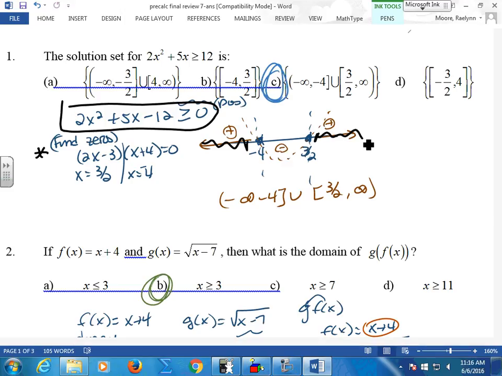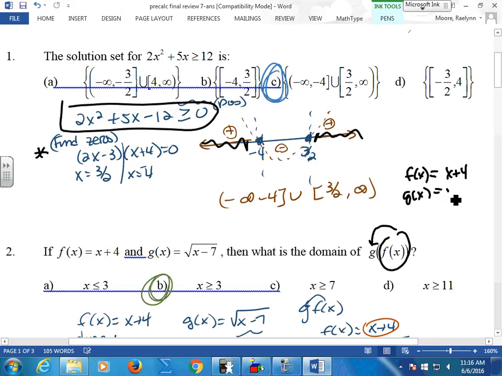This is a great one to have to do, but it's not that bad to recognize. What is the domain for this guy? Remember your domain? You're going to take f and plug it into g. The easiest way is to write the f first, then write the g. Take all of this and plug it into this x, because f is going into g.